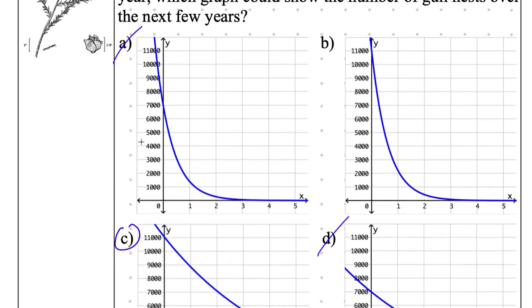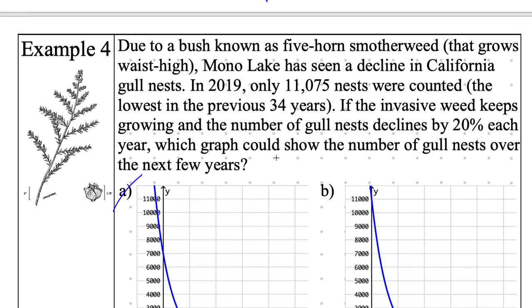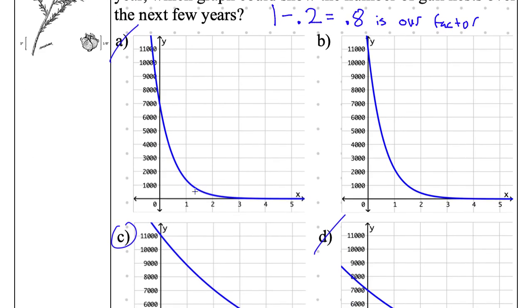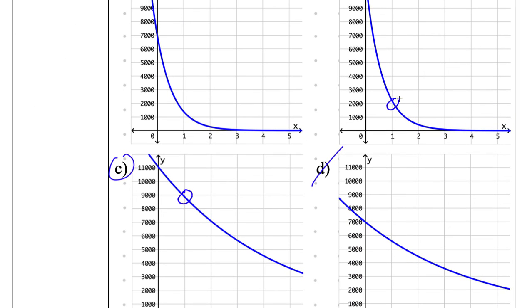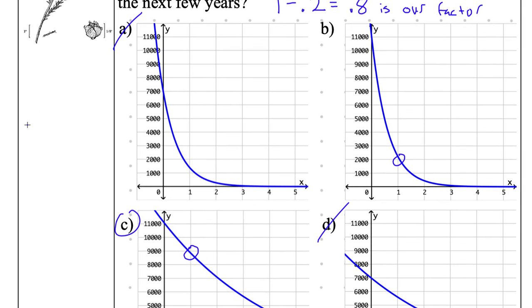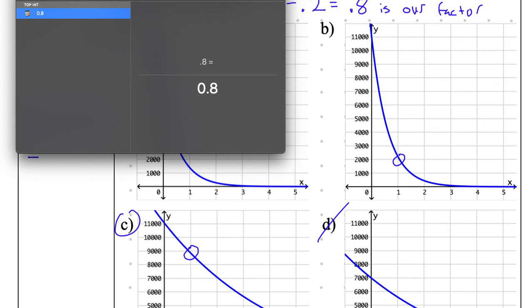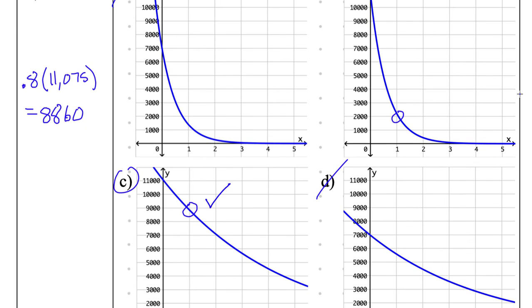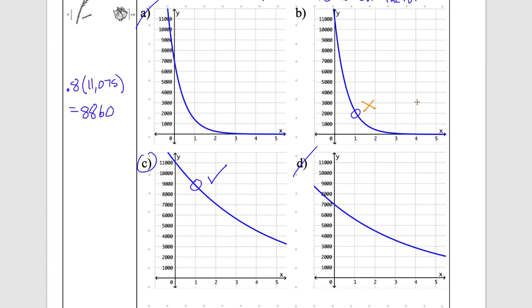Yeah, so when you're given these graphs in context, you do need to do exactly what Charles did. You have to calculate, okay, I have to do 1 minus that 0.2. So that means 0.8 is our factor. And then you have to actually go one step into the future. You say, okay, what is 0.8 times whatever our initial amount is for our first step, and compare this point for the first step versus this point. I'll do some scratch work off to the side. We said 0.8 times 11,075 is equal to, what did we say it was? 8,860. So this point looks good. That point looks wrong. All right. That's how we have our completed notes.